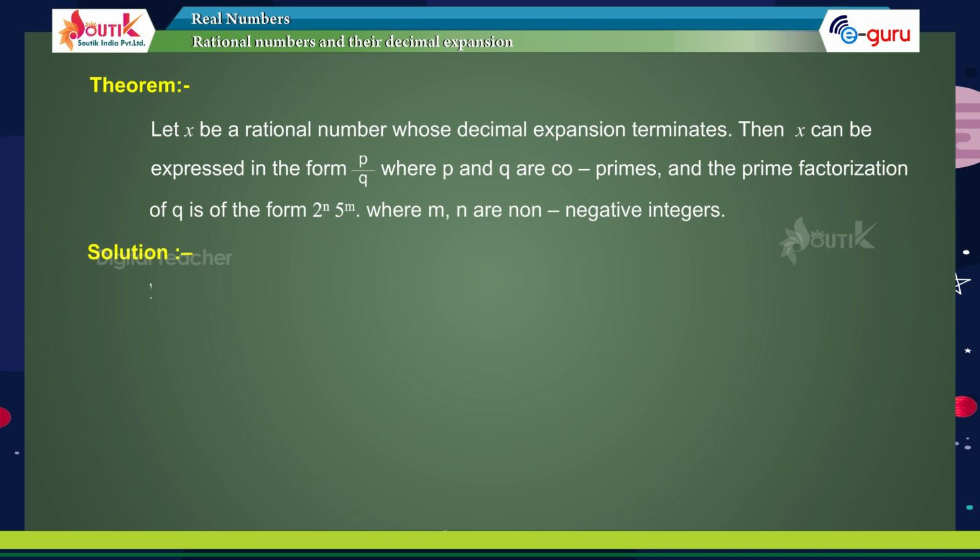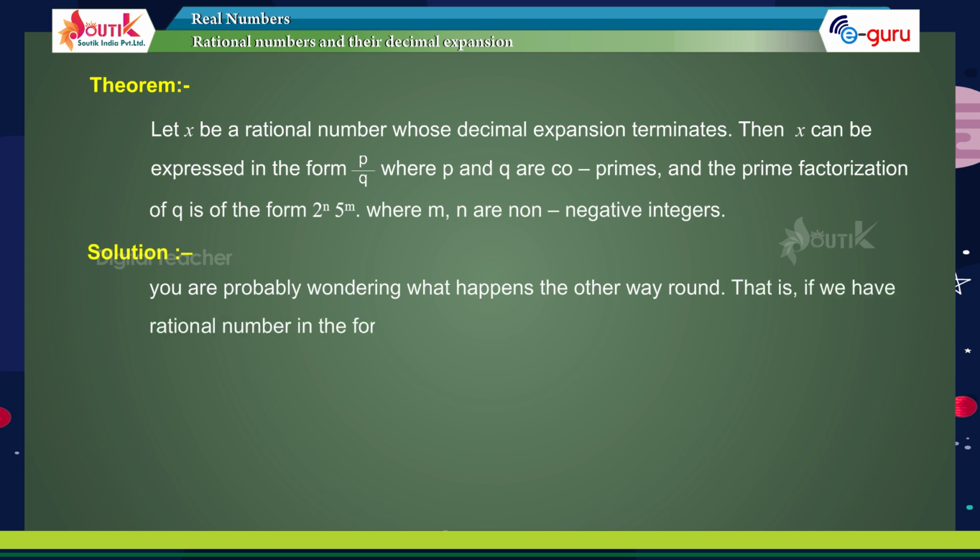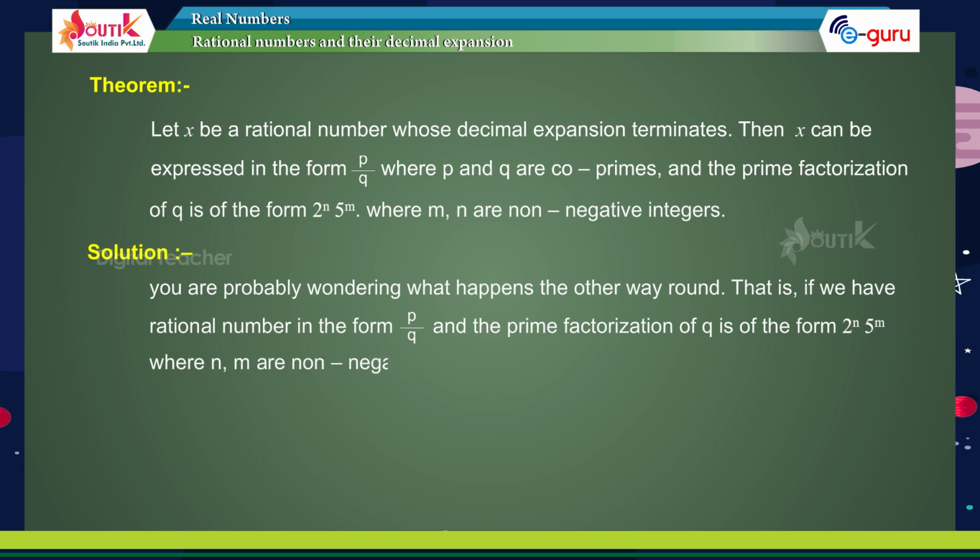You are probably wondering what happens the other way round. That is, if we have a rational number in the form P by Q and the prime factorization of Q is of the form 2 to the power of n, 5 to the power of m, where n, m are non-negative integers, then does P by Q have a terminating decimal expansion?